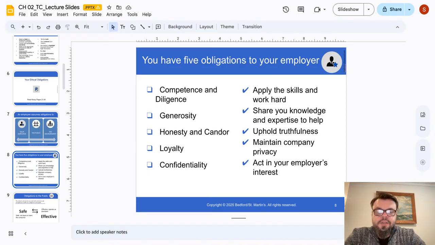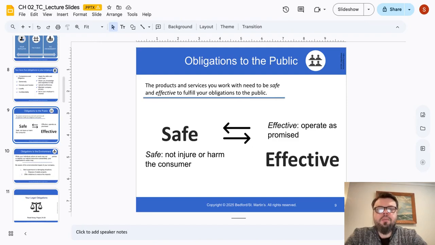But your responsibilities don't stop with your employer. In addition to obligations to your employer, you also have ethical obligations to the public. At the most basic level, organizations have a responsibility to provide products and services that are safe and effective. Safe means they do not injure or harm users. Effective means they do what they claim to do.